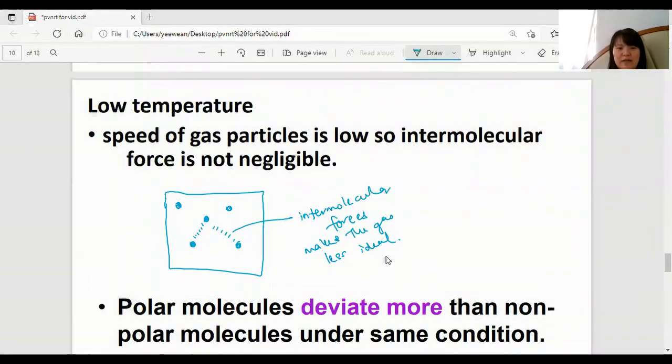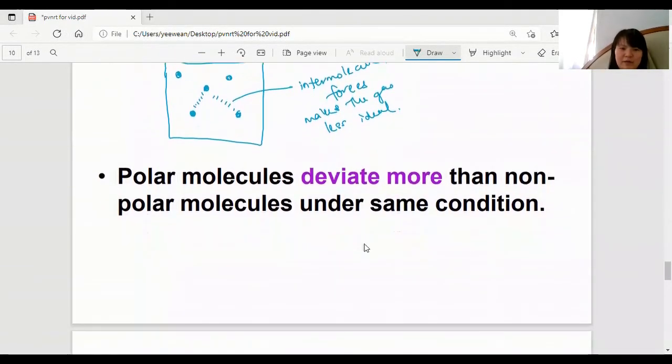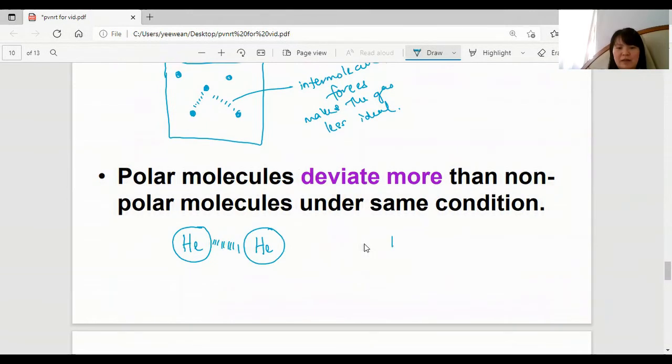So when it's not ideal, then PV equals nRT is not accurate anymore. That assumption is only for ideal gases. What about polar molecules? If I'm comparing something like helium, helium has a small size and very weak intermolecular forces. No one side is more negative or positive. So this is probably more ideal than something like ammonia, where N is very negative and H is very positive.